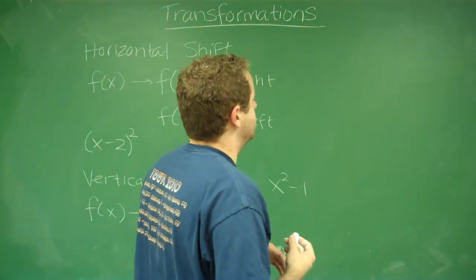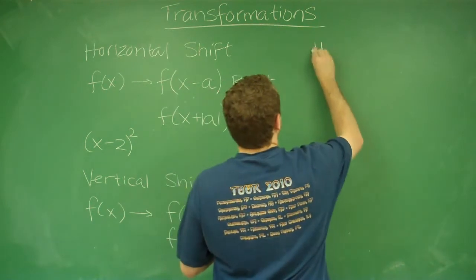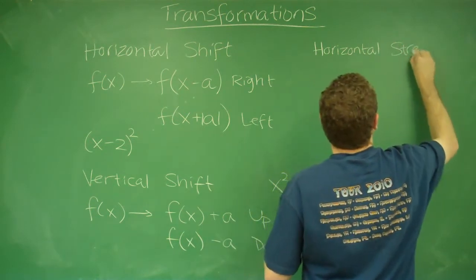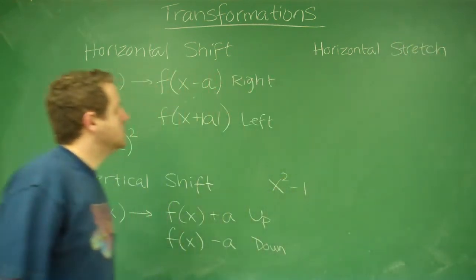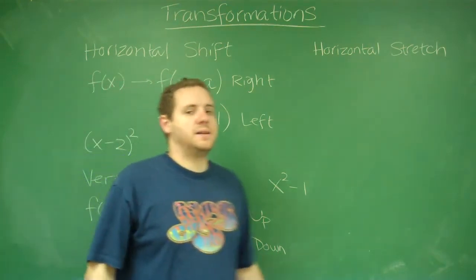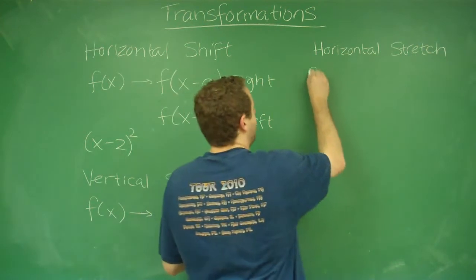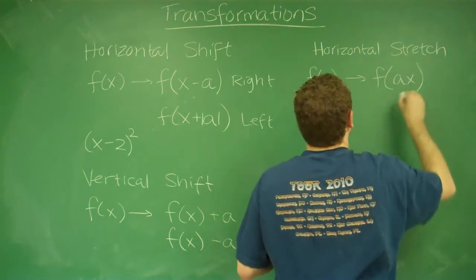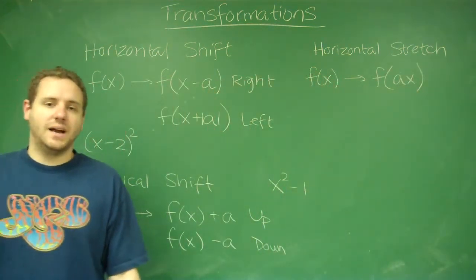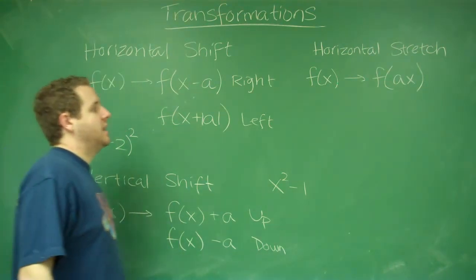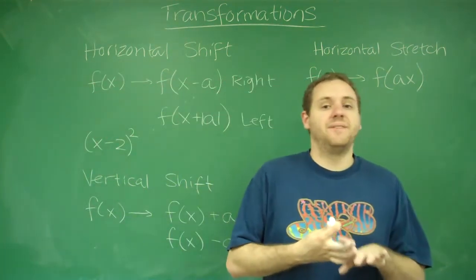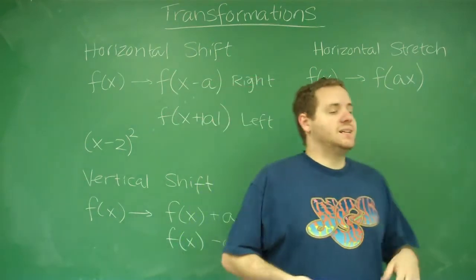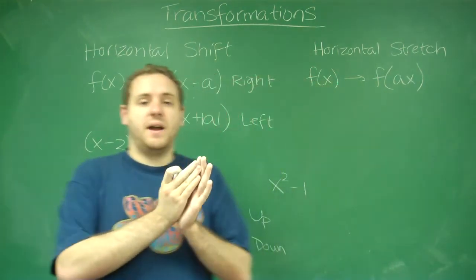Okay, the other types are the compressions and stretches. So let's look at a horizontal stretch. So a horizontal stretch is when you multiply by some factor inside the function. So if you have f of x, and you change that to f of ax. So you're multiplying something inside. What that does is that reduces the function by a factor of a. So let's think about what that might mean. What we're saying is the function is getting narrower horizontally by a factor of a.